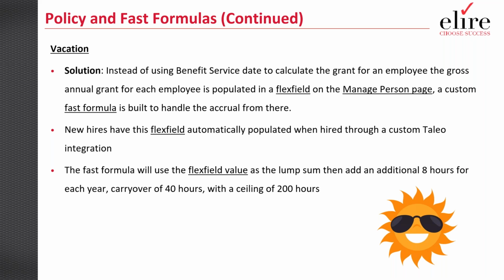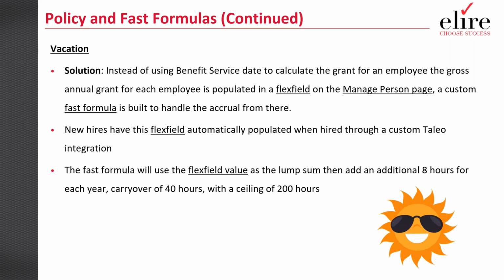This is just a custom field that holds the value for us. And so what we did is we took their PeopleSoft grant from the previous year, and we used that as their base accrual. So they're always going to get that amount. And then every year after that, we wrote a custom fast formula that pulls that flex field value in. It does the calculation to figure out how many years it's been since our go-live, and then it adds on that extra 8 hours a year for that person.